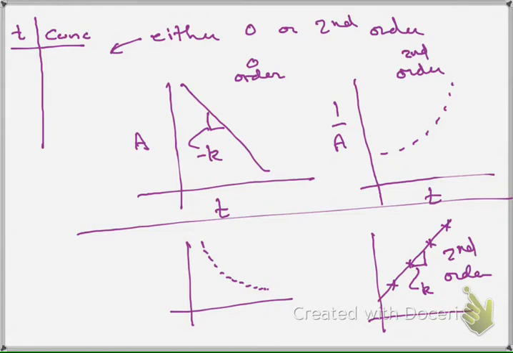All right, does that kind of make sense? You get your data, you graph it two ways, whichever gives you a straight line, that's the order for the reactant. And the rate constant is derived from the slope.